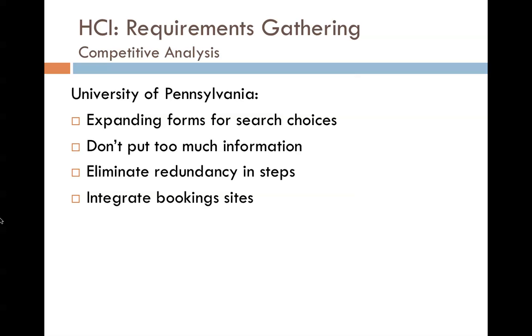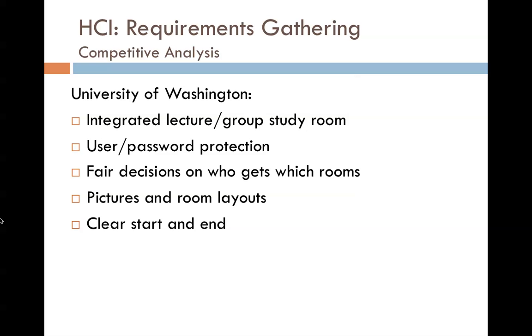The analysis of University of Washington system revealed that we need an integrated lecture and group study room system. It needs user and password protection. We need to find a fair way, possibly not first come, first serve, to decide who gets which lecture rooms. It needs pictures and room layouts, and it needs a clear start and end to the room booking process with clear choices and selections.